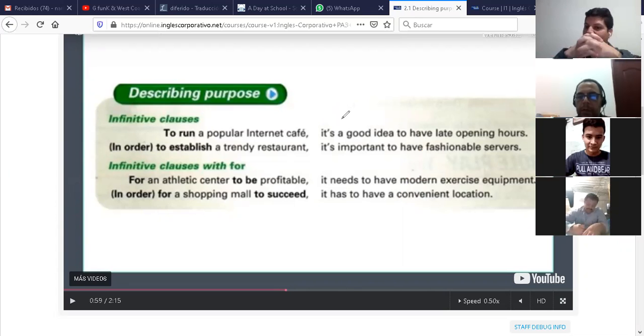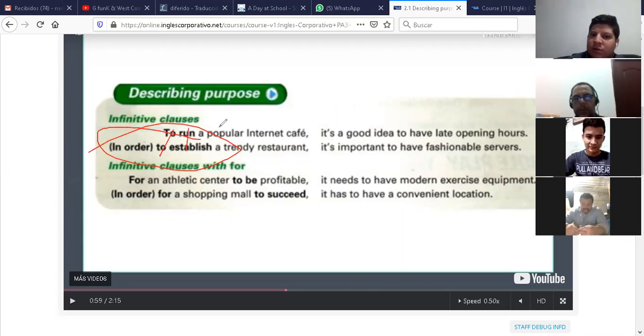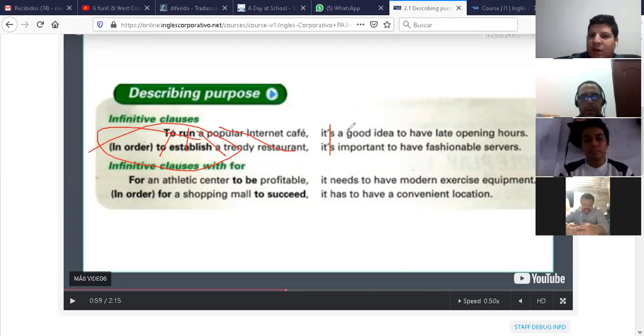Once the structure is solid, you can start playing with extra information. Like, for example, here. What is the difference with the structure? ¿Cuál creen que es la diferencia entre la estructura? To, verb, to, a complement, it's a good idea to, it's important to, ahí está la frase, personal, y complement. Personal pronoun. ¿Cuál creen que es entonces la diferencia? Personal pronoun. Miren. That we got an idea, personal pronoun and the verb.